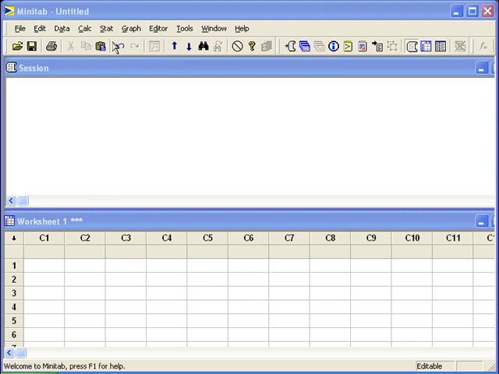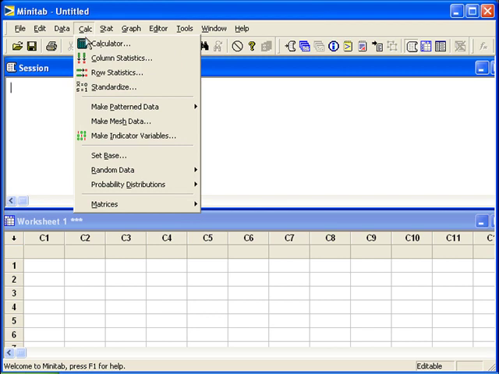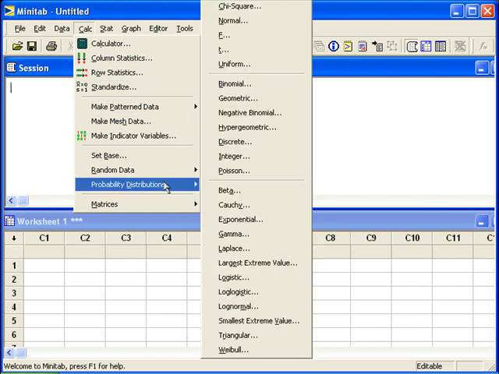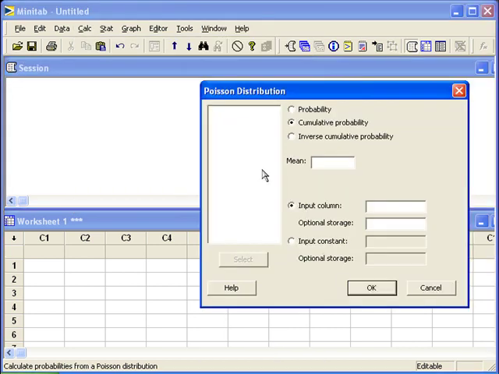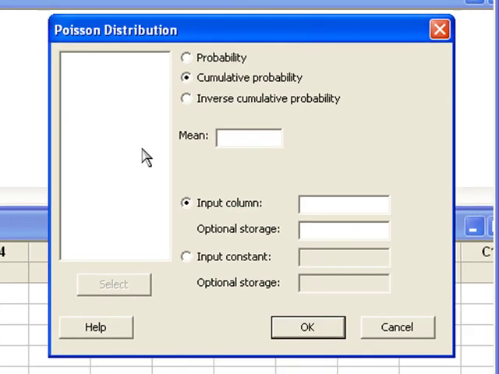Minitab can help us to answer these questions by going into Calc, Probability Distributions, Poisson. The first probability that we wanted to compute, the probability that x equals 0, Minitab can give us this if we click the probability circle.